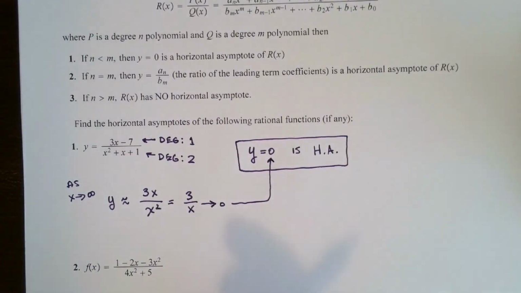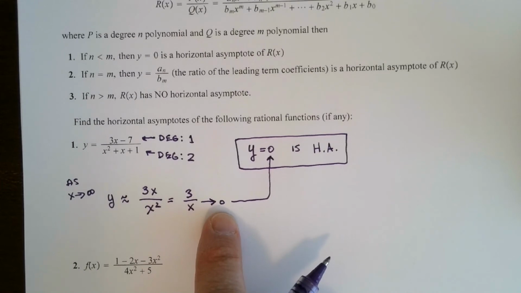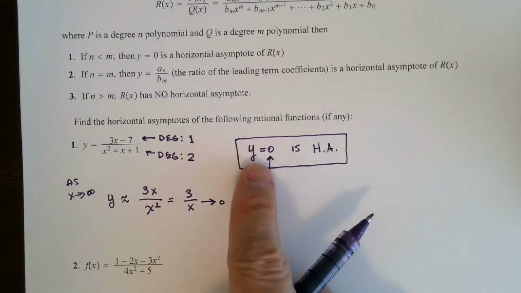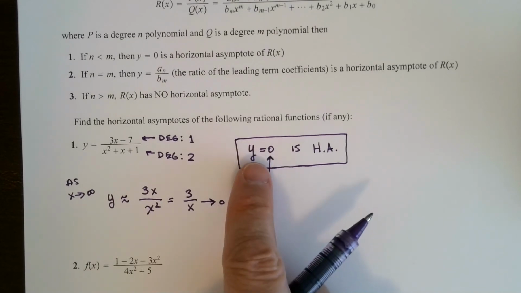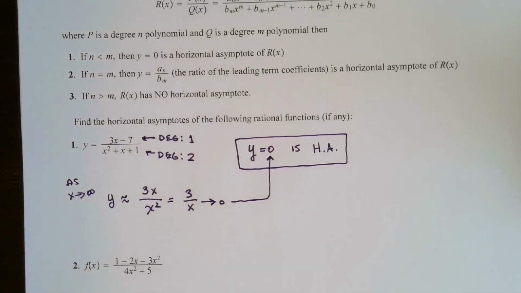Keep in mind the horizontal asymptote is not 0. It's y equals 0. You have to give the equation, y equals. Remember, horizontal asymptotes, y equals a number. Vertical asymptotes were x equals a number.